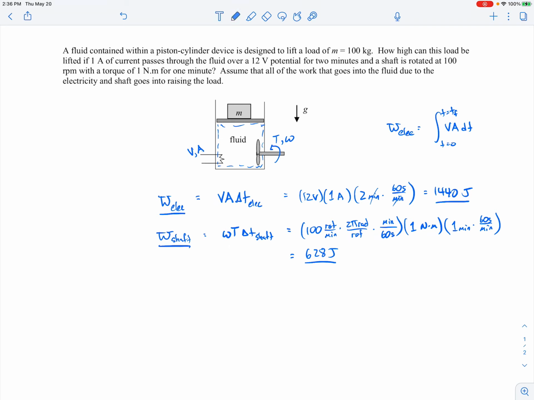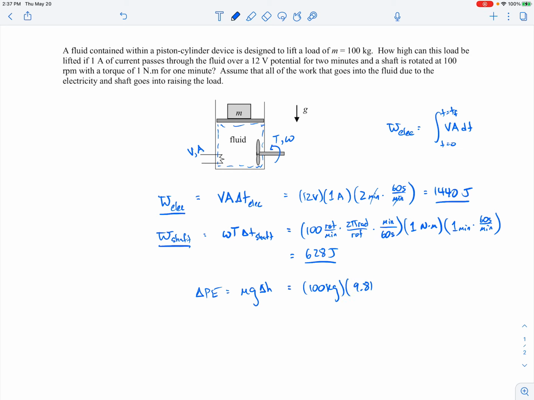Okay, so then the last step is we're told that all of that work that goes into the fluid goes into raising the load here. So we're raising that load. So we're changing the potential energy of that load, right? So that change in potential energy is going to be the mass times gravity times the change in height. Okay? Now the mass is, we're told, 100 kilograms.